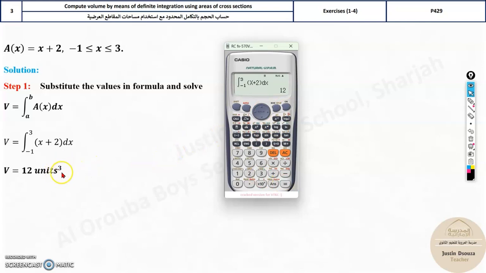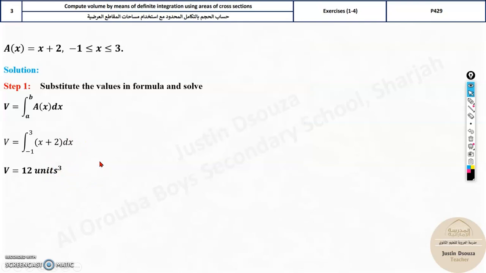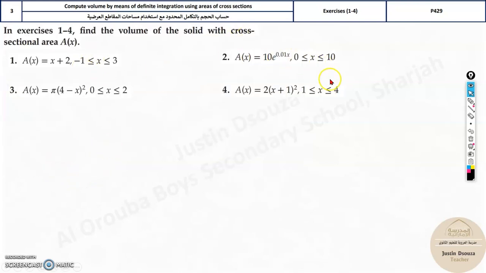That's 12 unit cubes, because volume is in terms of cube, unit cubes. If it is given as meter, it will be meter cube, or so on. It will be in power 3. So that is the answer. Similarly, please do try these by yourselves. They are very, very simple and straightforward.